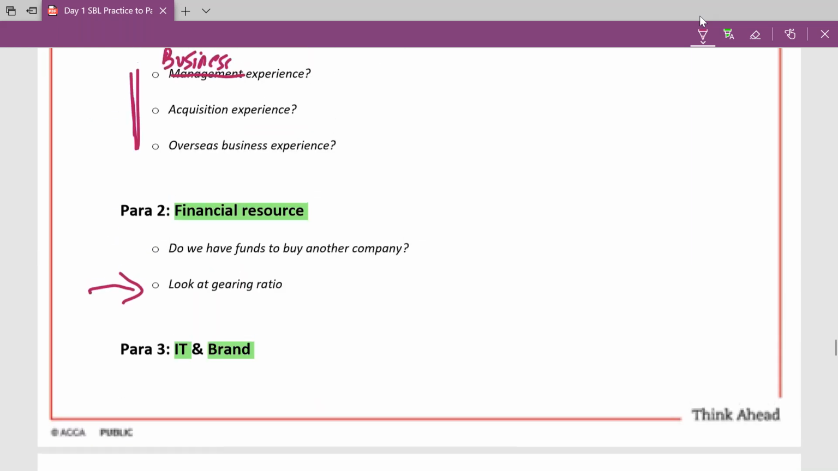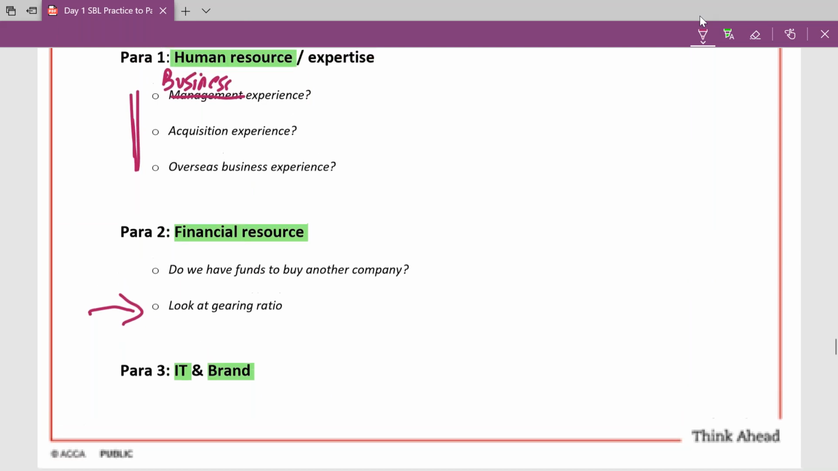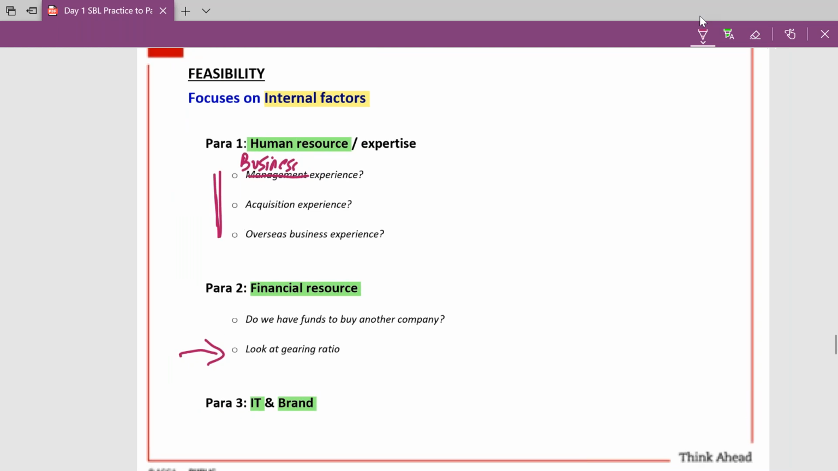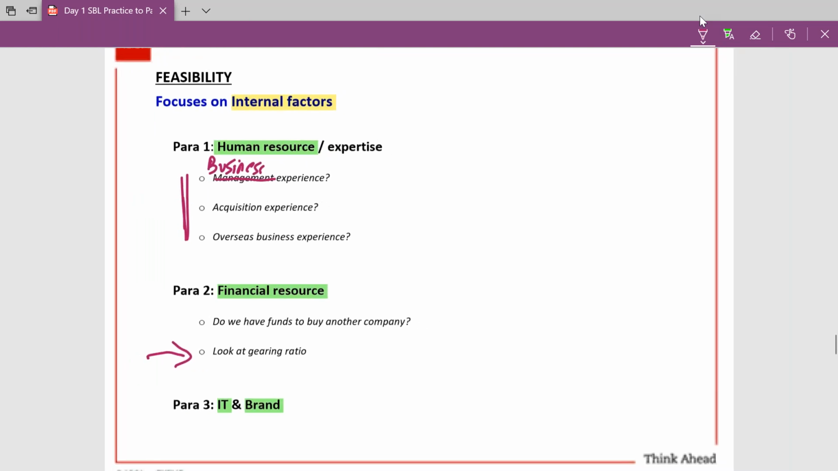IT and brand is just simple. Whatever information is given in the scenario, we will just reproduce that, whether we have the technology and the brand. Okay. So feasibility, you are done with, we look at human resource, financial resource, IT and brand.